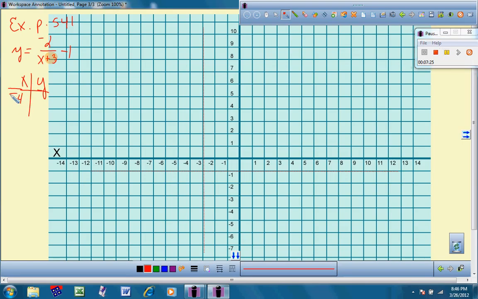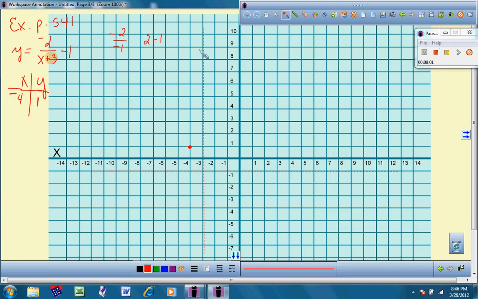Alright, let's go and make it negative 4. Okay, so I'm going to choose x as negative 4. So what we would get is negative 2 over negative 4 plus 3. Negative 4 plus 3 is negative 1. So negative 2 over negative 1 is going to give you a positive 2. And a positive 2 minus 1 is 1. So when x is negative 4, y is 1. So I'm going to go ahead and plot this point, negative 4, up 1. Alright, so it looks like we're going to have one branch over here in this area.